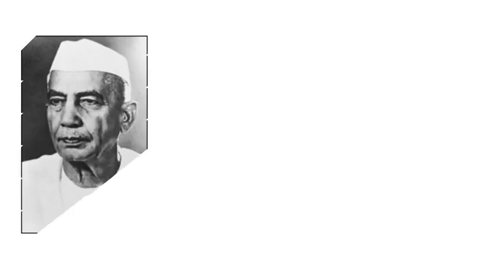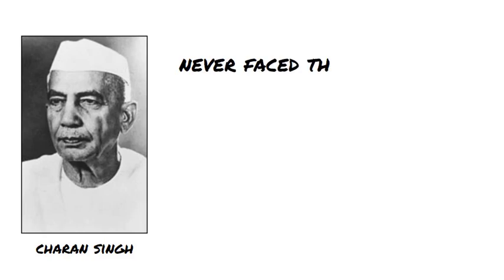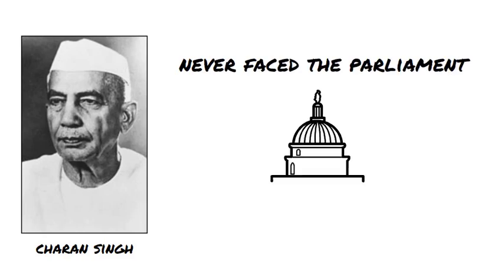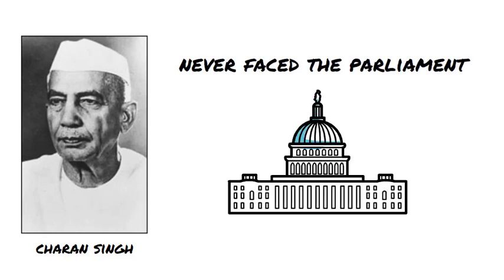5. Charan Singh. He was Prime Minister only for 23 days, from July 28 to August 20, 1979. He is the only PM in India's history to have never faced the parliament. Due to his short tenure, no major decisions were taken by him.